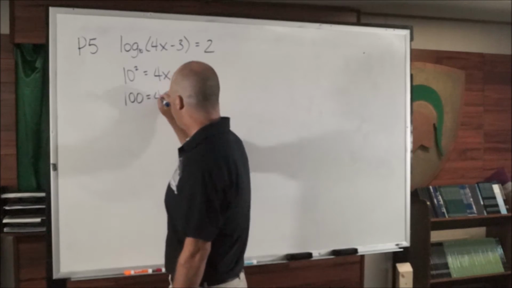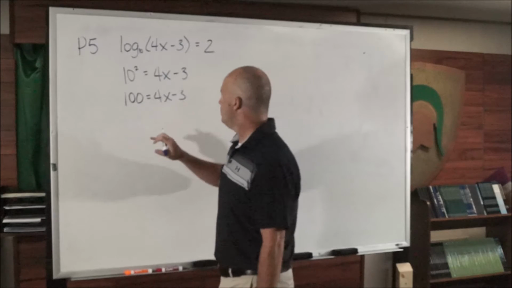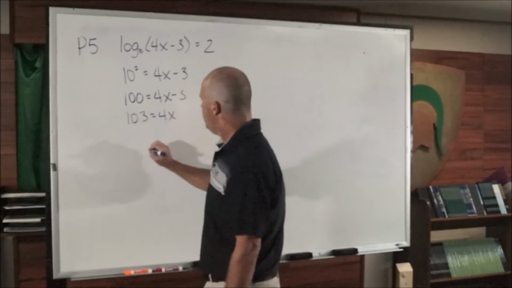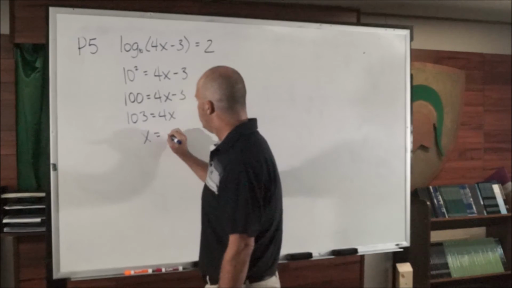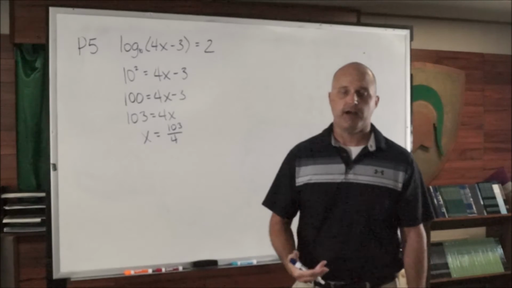And now it's just a matter of isolating x. So add 3 to both sides. You're going to get 103 equals 4x. And then divide by 4, and you're going to get x is equal to 103 over 4, or 25.75.